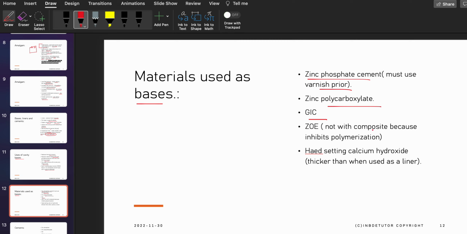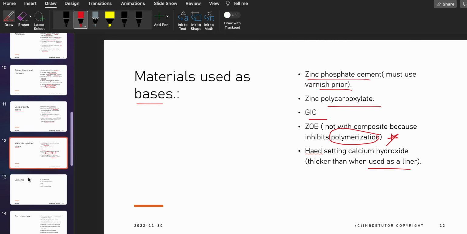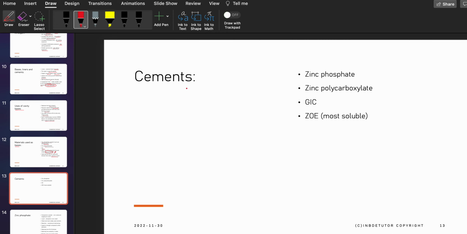And ZOE is not used with composite because it inhibits polymerization. So this is a very important point. Please pay attention to this one. Calcium hydroxide can also be used as a base, thicker than when used as a liner. I already told you the difference between a liner and a base is that a liner is used in a very small quantity and bases are in a thicker quantity. Now, moving ahead, let's talk one by one about all these cements: zinc phosphate, zinc polycarboxylate, GIC, and ZOE.